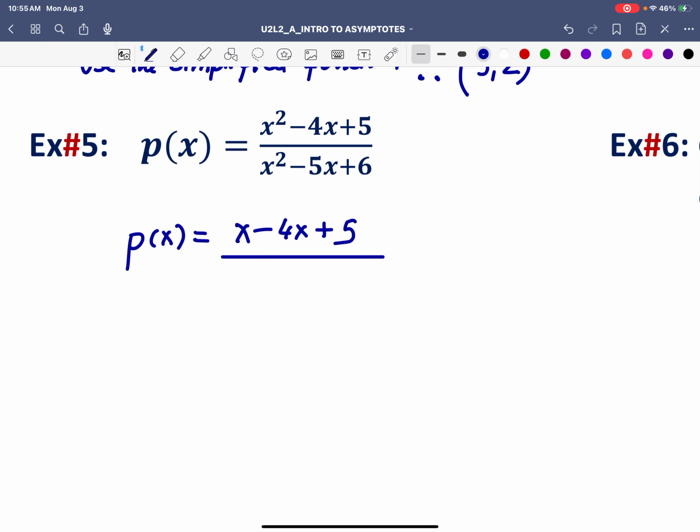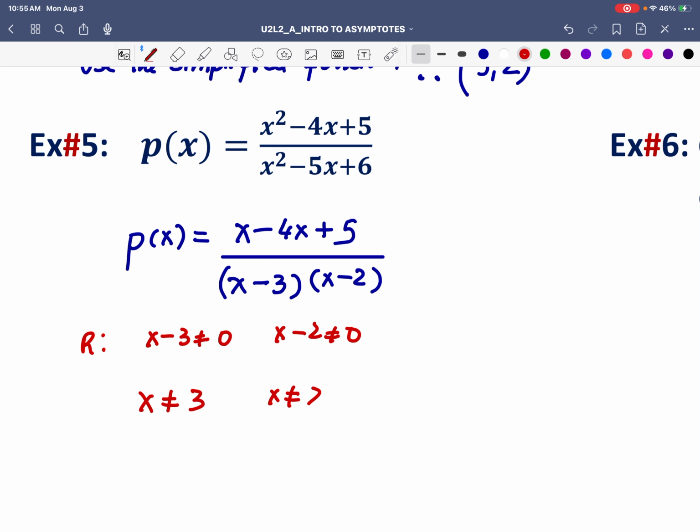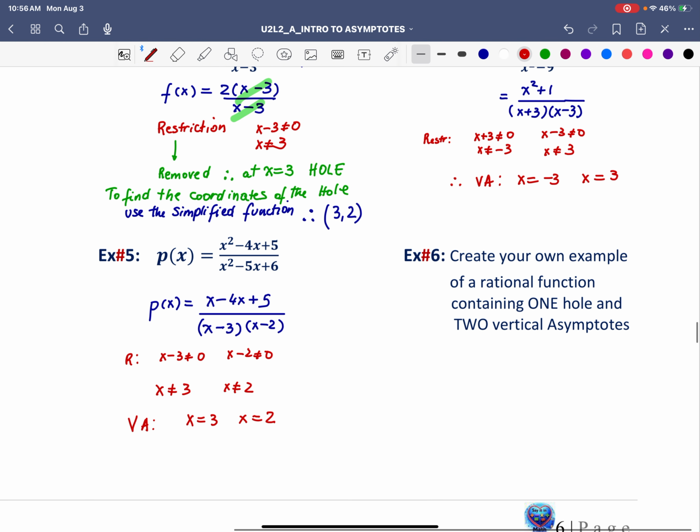And then the denominator is x squared minus 5x plus 6. So that's x minus 3, x minus 2. Now, as you can see, we don't have any common factors. So the restrictions will be x minus 3 different than 0, x minus 2 different than 0, which tells us that x is different than 3 and different than 2. And that tells us again that vertical asymptotes are at x equals 3 and x equals 2. So 2 vertical asymptotes.